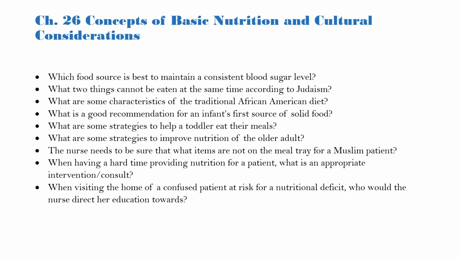What is a good recommendation for an infant's first source of solid food? You can find this information on page 481. Solid foods should be introduced gradually, one item at a time. A single grain cereal, such as rice or oatmeal, is a good initial choice.